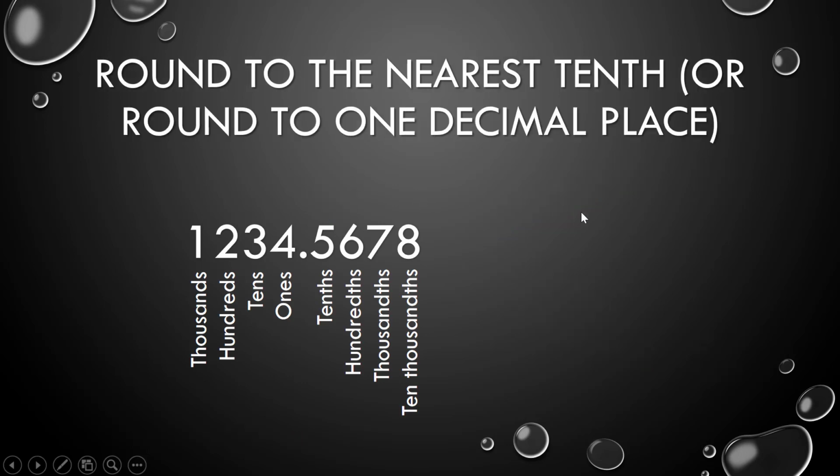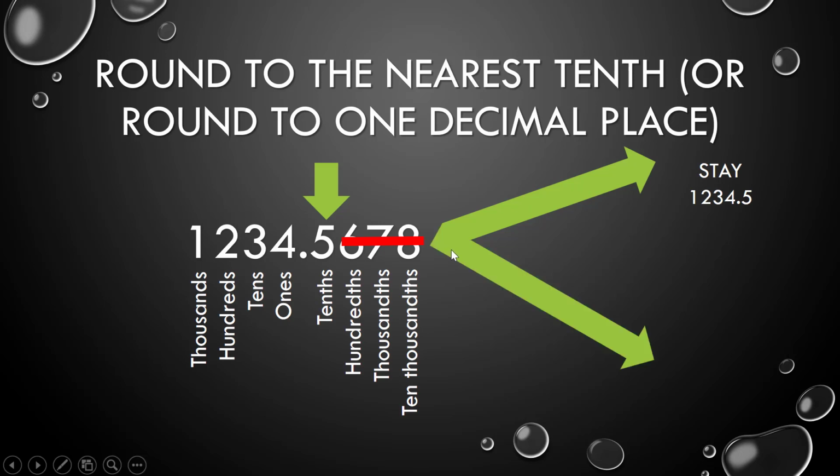Now let's try rounding to the nearest tenth. Here is our tenth place, so none of those other digits will be written in our final answer. Again, we only have two options. We can either keep it at 1234.5, or we can round up to 1234.6.